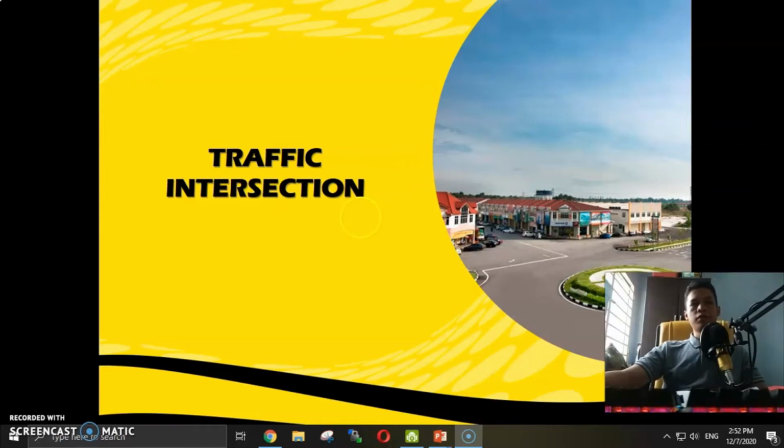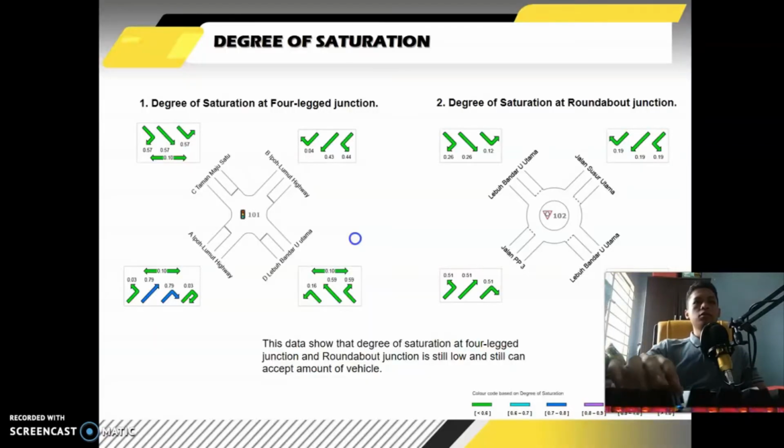So today I will present about our analysis. First, our analysis is the degree of saturation at the four-legged junction. The highest degree of saturation in this junction is 0.79, which is shown in blue color. This means the lane is having a higher volume of vehicles than other lanes. As we can see, the other lanes are below 0.6, which means those lanes have a low volume of vehicles.